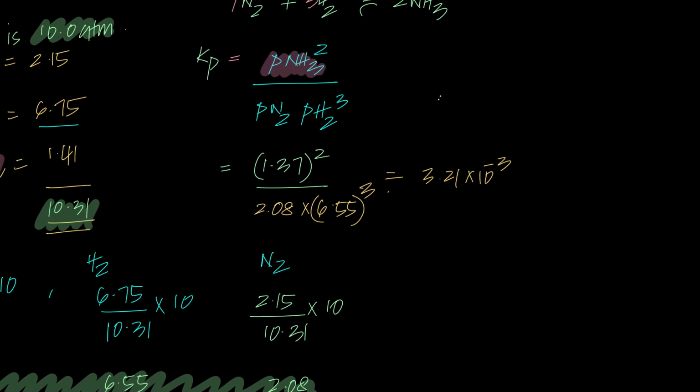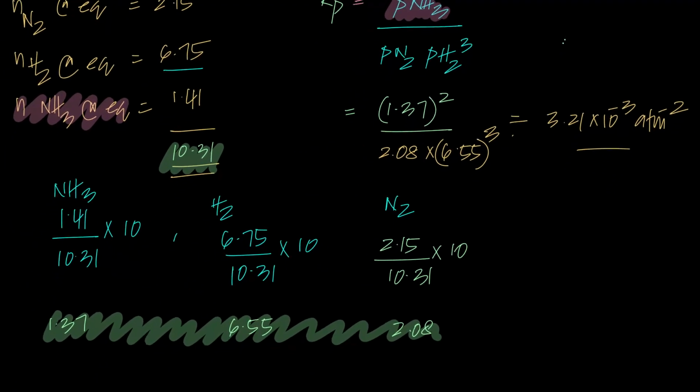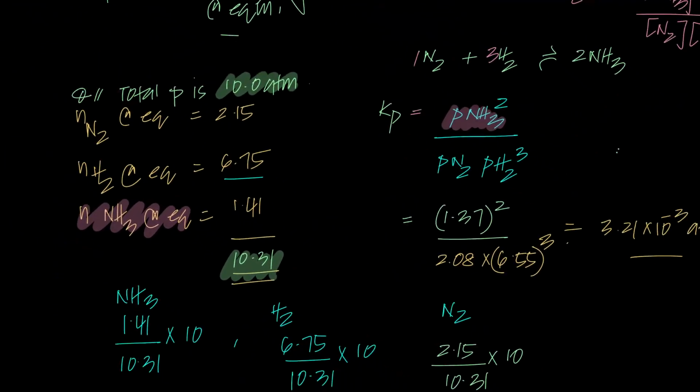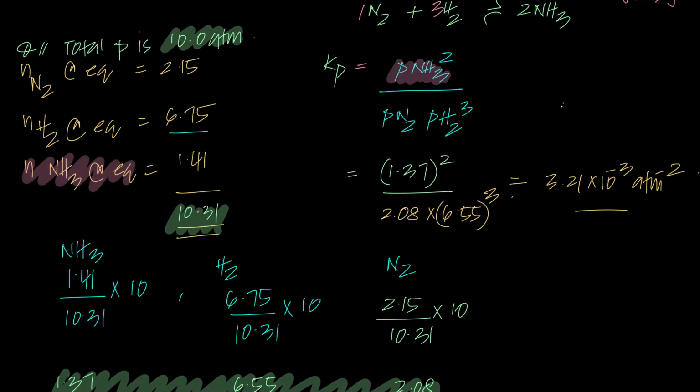What's going to be the units for it? This is atm squared and this is atm to the power of 4. So atm to the power minus 2. Done? Yeah, pretty basic, pretty simple. Easy. So it's the same, no change whatsoever. Instead of having concentration at equilibrium, the only change is now you need partial pressures at equilibrium.